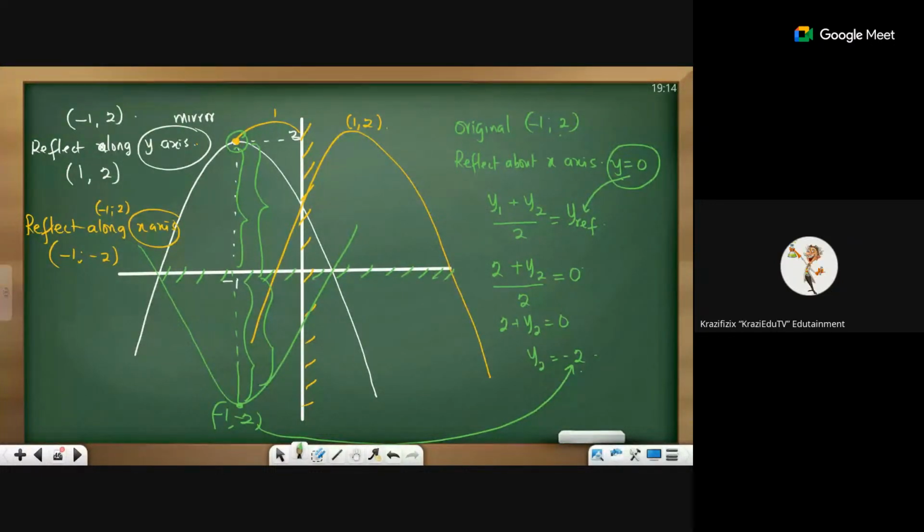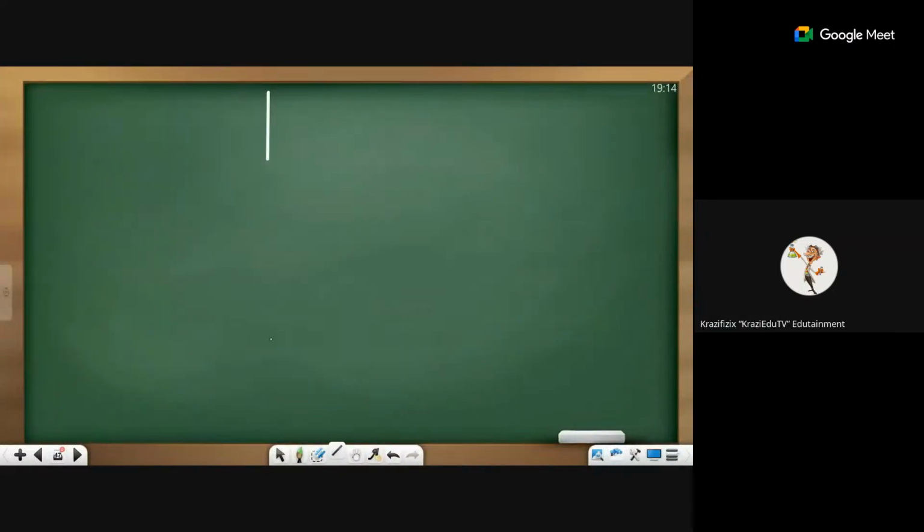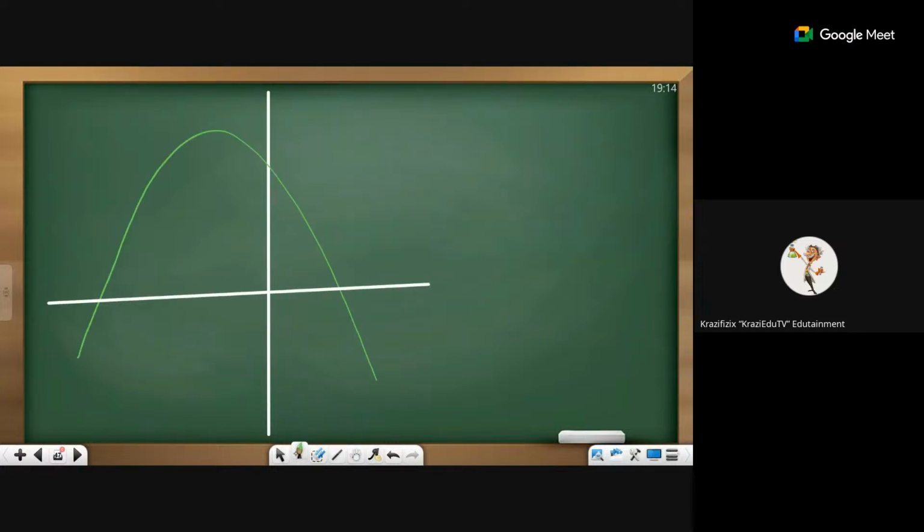So if I tell you to reflect, can I go to a different page? It's getting messy. All right. If I tell you to reflect this point, -1, 2, about any point on the graph, let's look for a point. Let's look for this point here.